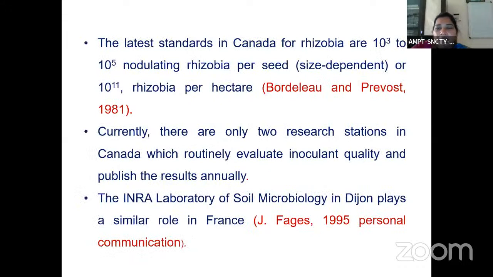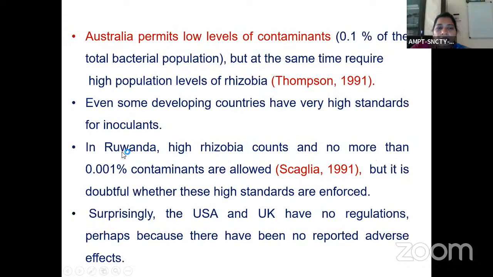In Canada, they maintain 10 to the power of 3 to 10 to the power of 5 nodulating rhizobia per seed, or 10 to the power of 11 rhizobia per hectare of land. Currently, there are only 2 research stations in Canada which routinely evaluate inoculant quality, and they publish their results annually. In Australia, they permit a low level of contaminants, 0.1% of the total bacterial population, but at the same time they require high population levels of Rhizobium.